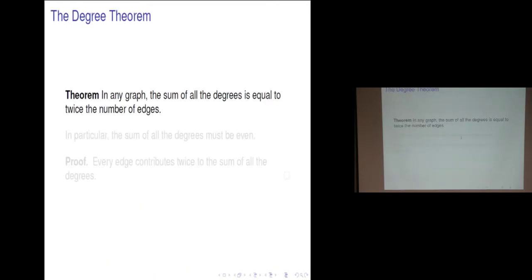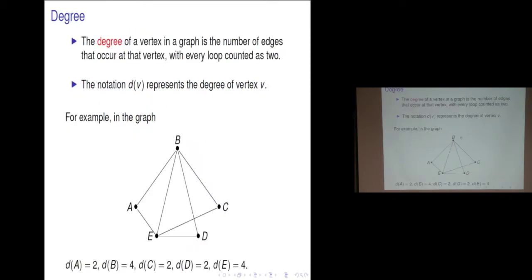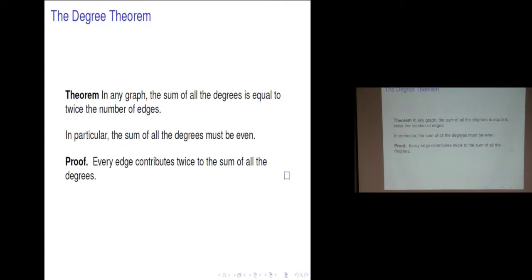There is a small theorem, so let's use this as practice for degree. It says in any graph, the sum of all the degrees is equal to twice the number of edges. So in particular, the sum of all degrees must be even. Let's see, is this true here? Yes, everybody has even degree. The proof is one line. Why is the sum of all degrees equal to twice the number of edges? Because every edge contributes twice to the sum of all degrees. An edge connects two vertices, v1 and v2. When you look at the degree of v1, you count it once. You look at the degree of v2, you count it once. So every edge is counted twice, so the result follows. This is very simple.